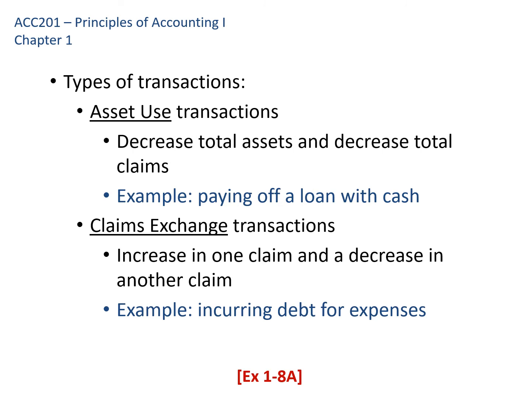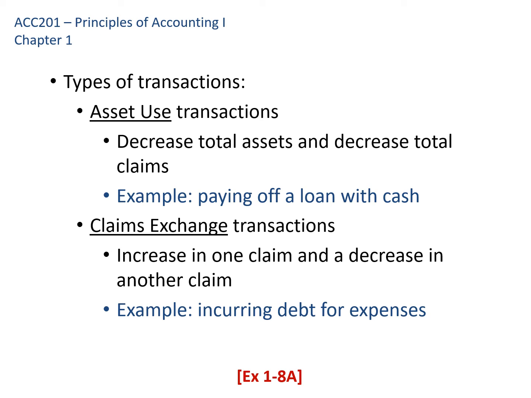I could also have an asset use transaction. That's where assets go down and claims go down. So that loan I took out to buy a truck, if I pay that loan off with cash, my cash balance will go down, which is an asset, and my liability, the loan, will go down. So both sides of the equal sign decrease.